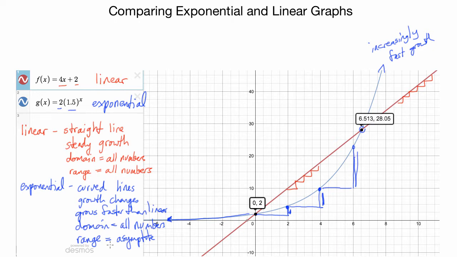But there you go. There's a couple contrasting functions, linear and exponential, and hopefully it really keys in for you on understanding what the differences are. If you look at a graph, being able to tell, is this exponential, is this linear, and being able to explain what the differences are.